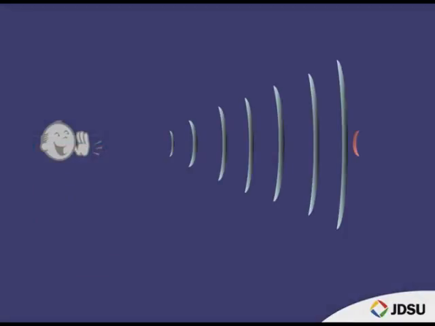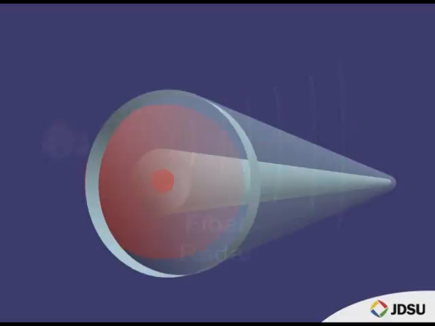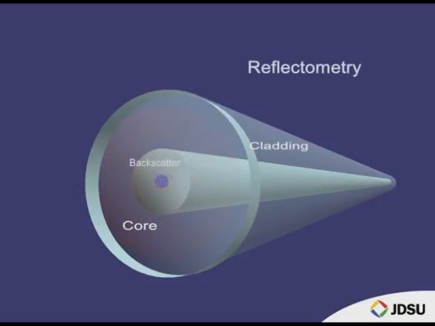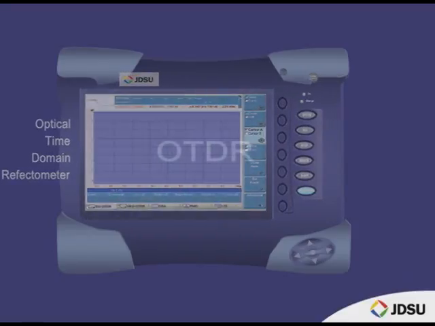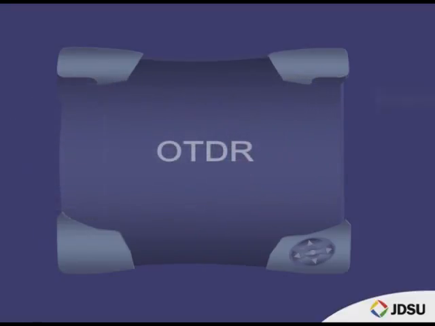We all know about radar. Well, an OTDR operates on the same principle as radar by measuring the speed and power of a reflected signal. Instead of a reflected electromagnetic wave, we are measuring a reflected light wave. In fiber optics, this is referred to as reflectometry. Let's take a look inside an OTDR to see how it operates.